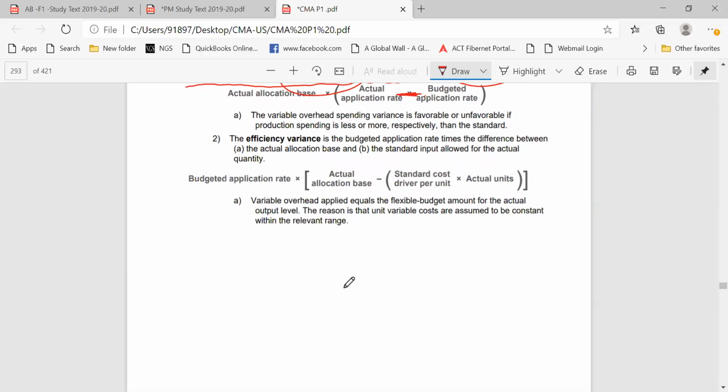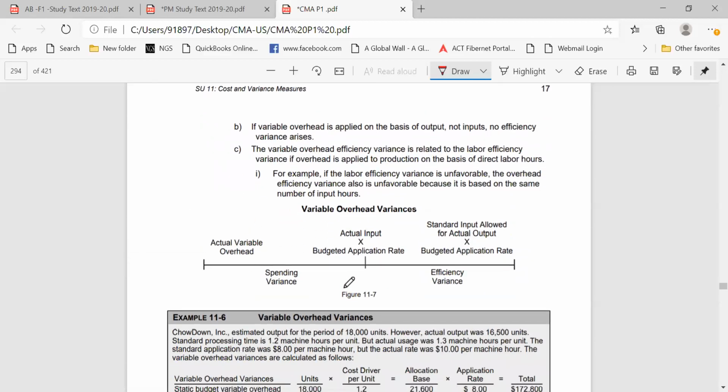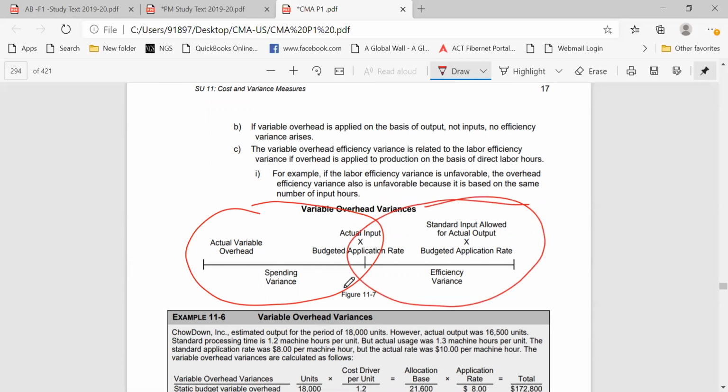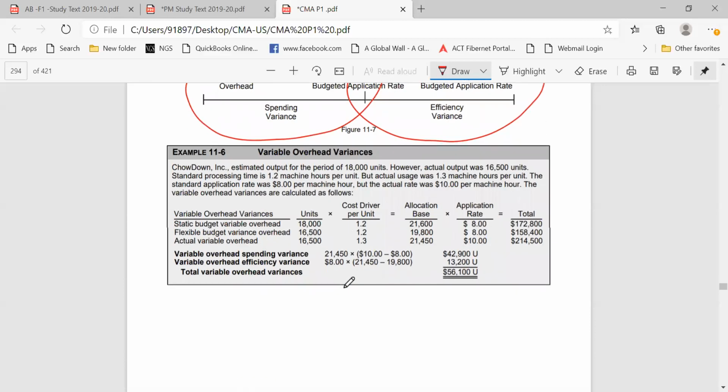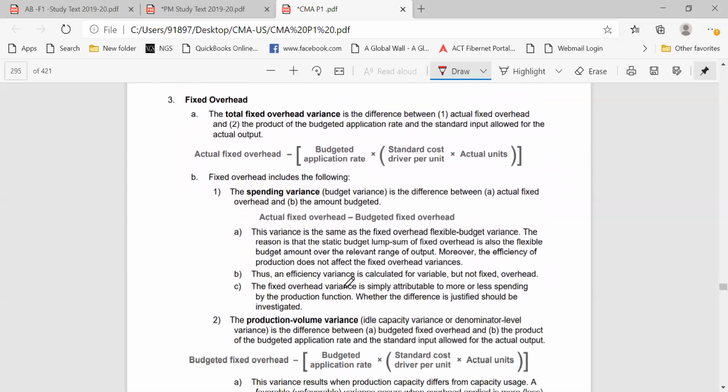Efficiency variance, you can see budgeted application rate multiplied by actual allocation base minus standard cost driver per unit into actual units. I hope you guys are getting clarity over here. You can understand what is efficiency variance and spending variance. Spending variance is actual variable overhead with the difference of this, and efficiency variance is with the difference of here. I hope you are getting clarity on variable overhead variances. The same has been applied in this problem. This problem I'll be doing again in the online access. I'll be solving it. Now, fixed overhead variance.